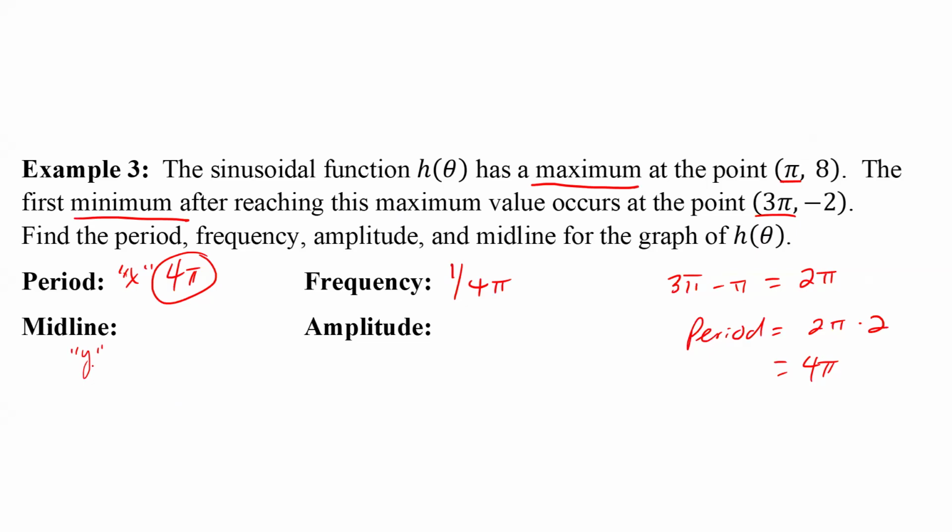Now we're analyzing our midline. The midline is the average between your max and your min value, right? So midline is your max plus your min divided by 2 because we're looking for the average, correct? So my max value is 8. My min value is negative 2. And we're dividing it by 2. And therefore, our midline is at y equals 3.